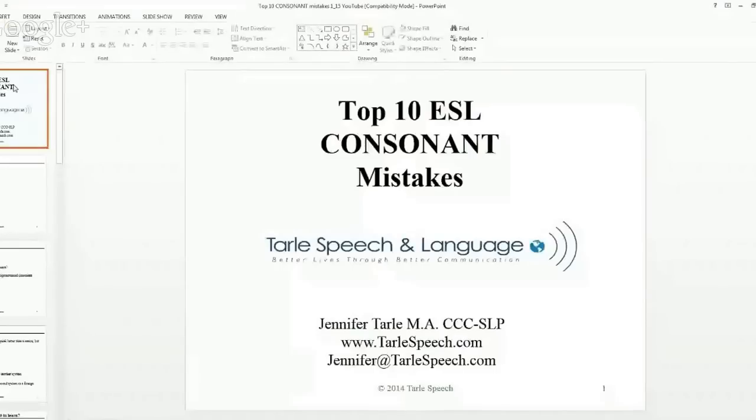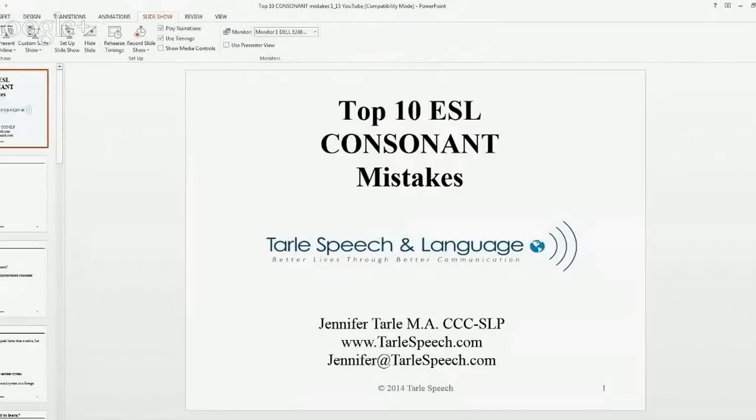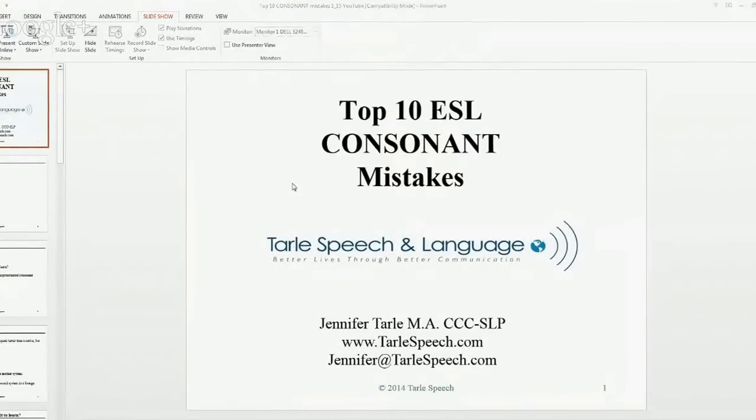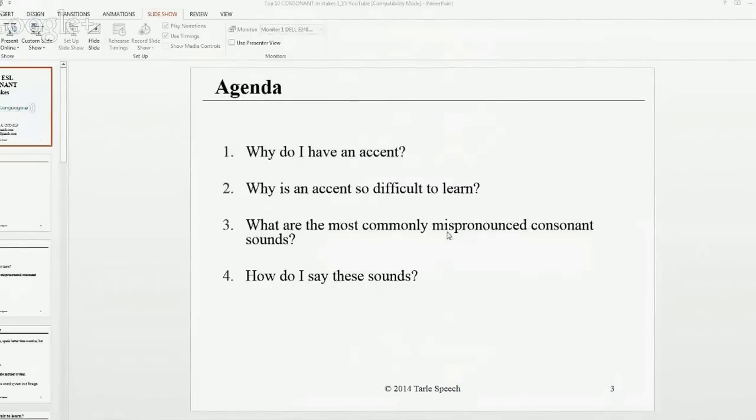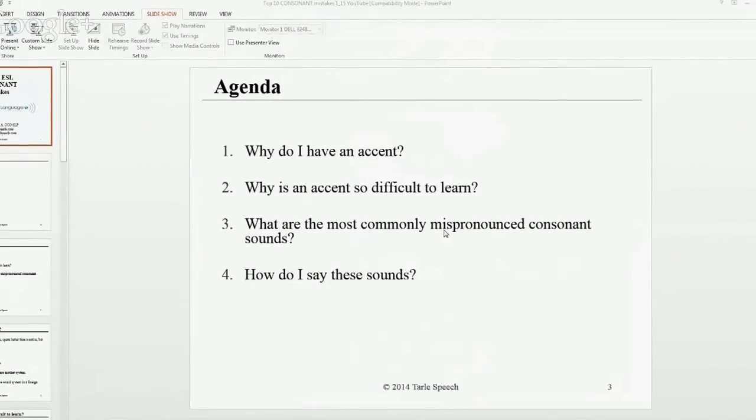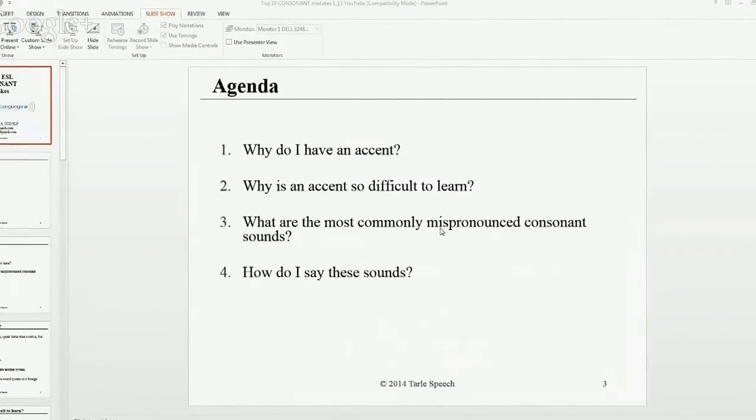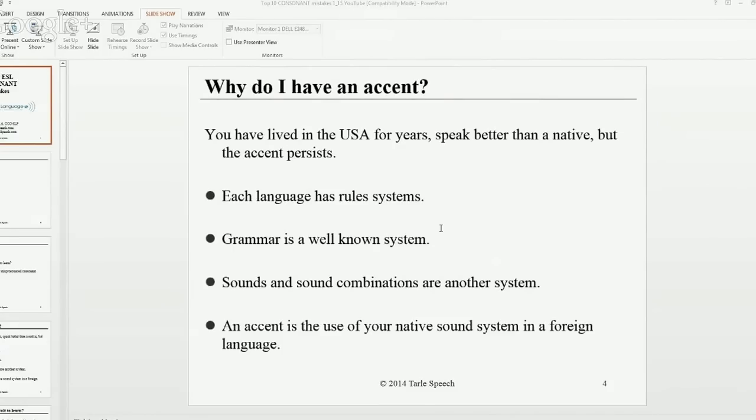So like I said, today we are going to talk about the top 10 consonant mistakes that speakers will make when they speak English as a second language. So we're going to go through those today. All right, so a little bit about accents first. Why do I have an accent? Why is an accent so difficult to learn? What are the most commonly mispronounced consonant sounds, and how do I say these sounds?